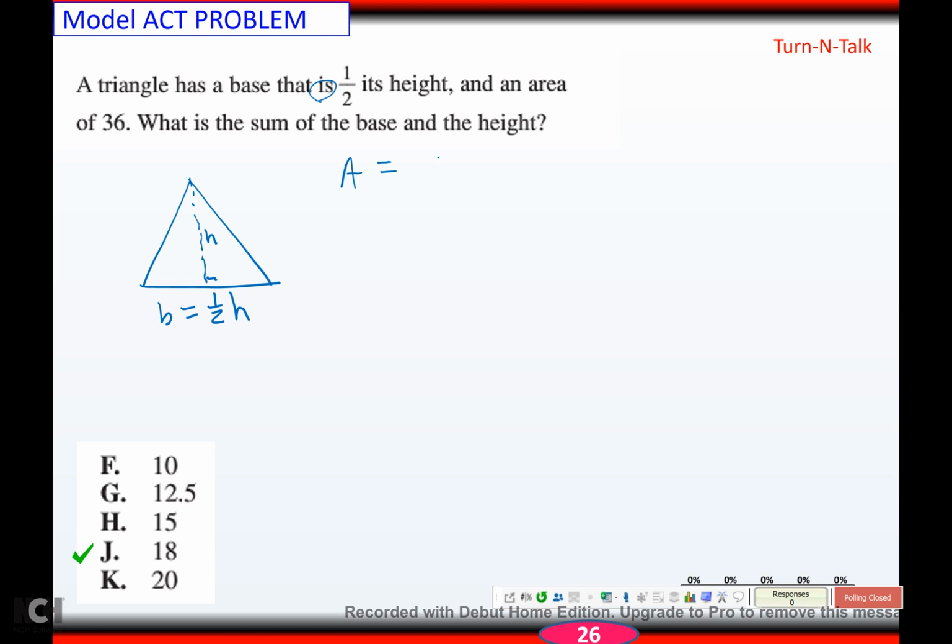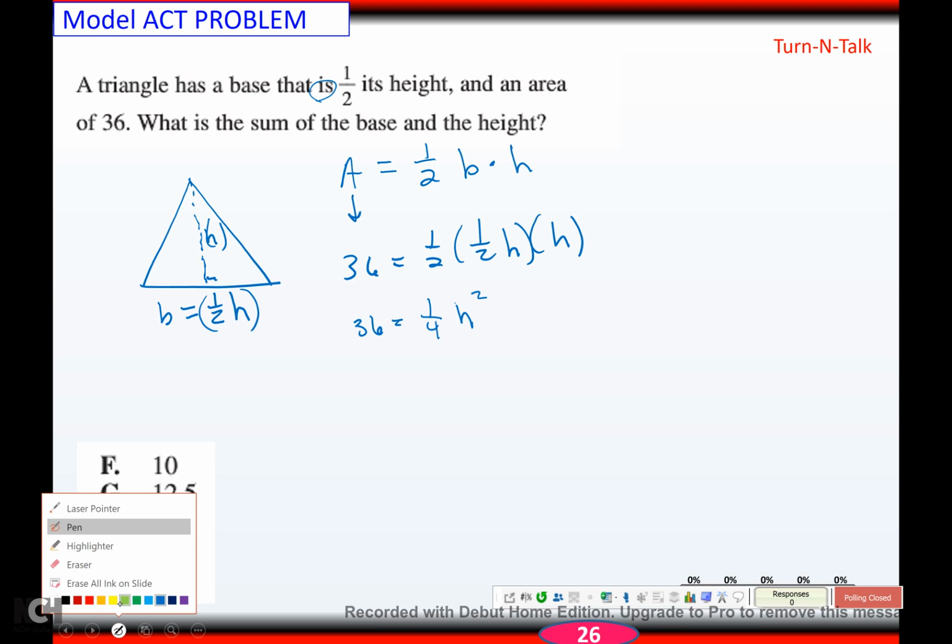Well, my area is 1/2 times base times height. Yes, or base times height over 2. So they gave me the area, so I can change that to 36. My base is 1/2 h, and my height is h. So I have 36 equals 1/4 h squared, right? So then I'm going to multiply by 4 to clear that fraction.